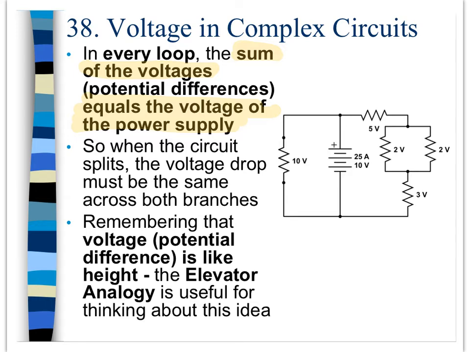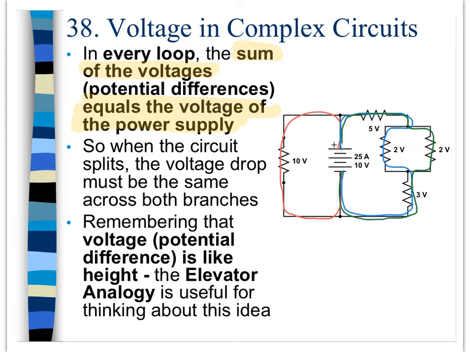And we see that. So if we take this red loop, we have 10 volts across that single resistor. That equals the voltage of the battery, which is 10 volts. If we take this blue loop, we have 5 volts plus 2 volts is 7, plus 3 volts gives us 10, which is the voltage of the battery. And if we take that outer loop, we have 5 volts plus 2 volts plus 3 volts. That once again adds up to 10.